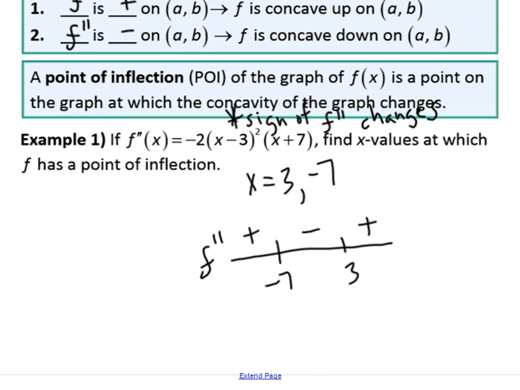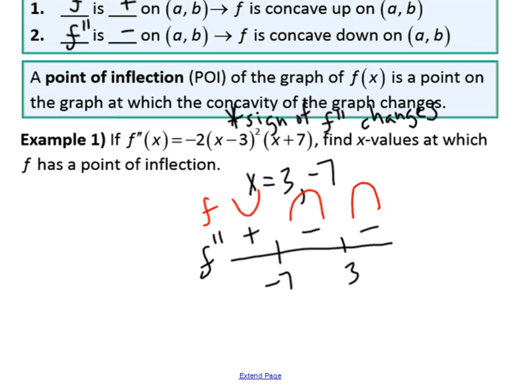So what you can tell about f from that is that if f double prime is positive, then f is concave up, like a cup. If f double prime is negative, then f is concave down like a frown, and then we're concave up again. Oh, you know what? I made a mistake. If I plug in 4, this is actually going to be a negative. My bad. Okay, so this is going to be concave down.